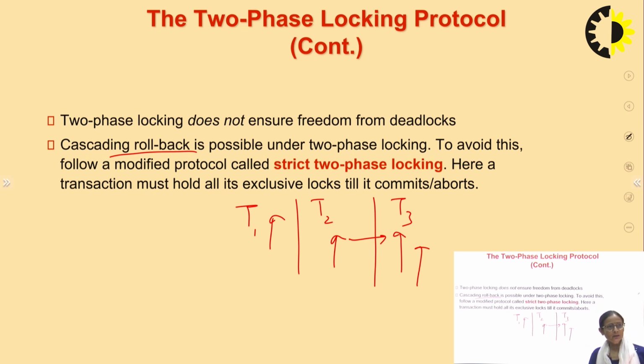protocol. And to avoid this, we have a modified version, strict two-phase locking protocol. Here a transaction must hold all its exclusive locks till it commits or aborts. That is, before releasing the locks, and before going to the shrinking phase, the transaction must issue either a commit or abort command.